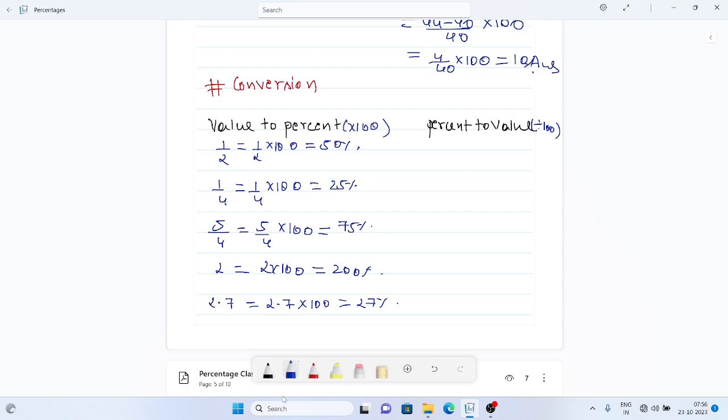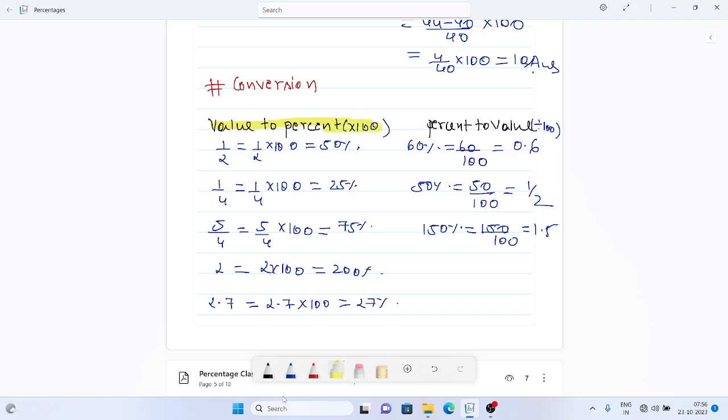Now, percentage to value. 60%: how do I convert it to value? 60 by 100 is 0.6, right? If I take 50%, we know the value of 50% is 1 by 2. So here also 1 by 2, right? 150%: 150 by 100 is 1.5. So you have to mainly remember this: value to percentage, you multiply by 100, and percent to value, you divide by 100. Okay.